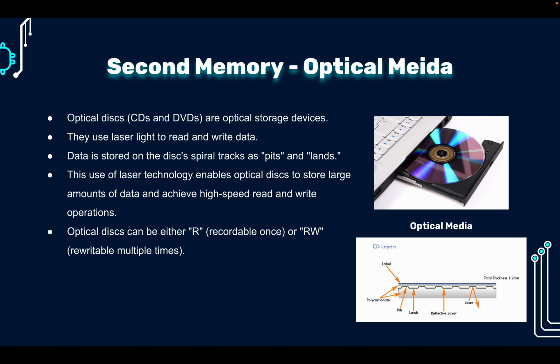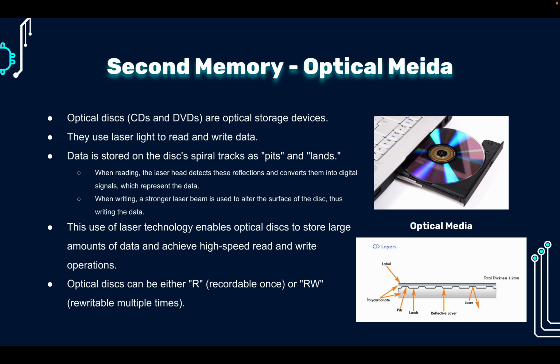We call it R and RW. And you may wonder, how do they read or write? We can see in the picture, when reading, they use a laser detector to detect the reflection and convert it into a data signal, which represents the data. And when writing, a stronger laser beam is used to alter the surface of the disk to write the data.